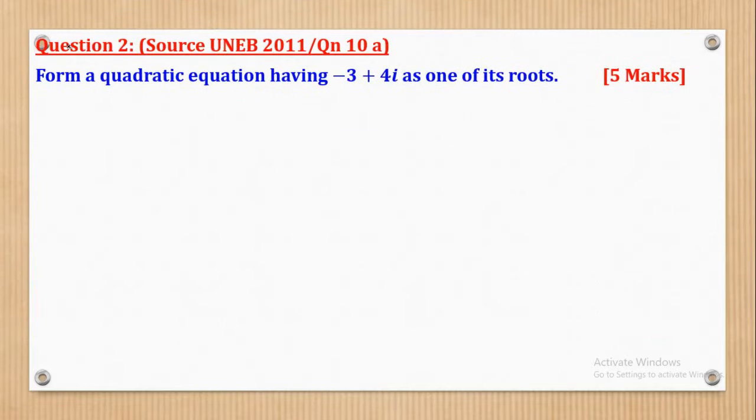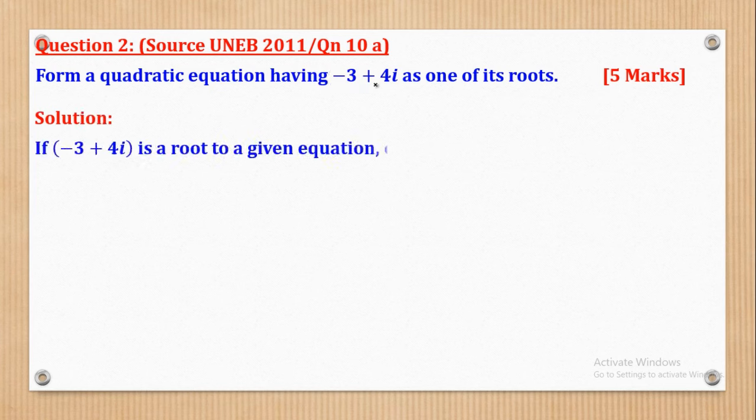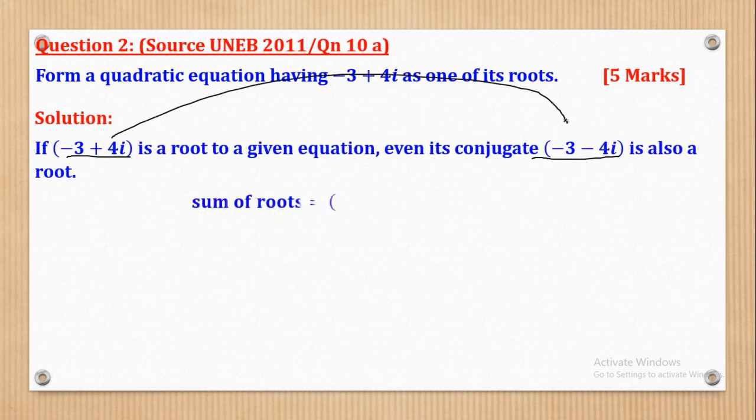Then question 2 came from UNEB 2011 paper 1 question 10a and says form a quadratic equation having this as one of its roots. Now here in question 1 they gave you both roots, the complex number and its conjugate, but now here they're giving you only one root. So you have to remember that if this is a root, then its conjugate must also be a root. So now that we have two roots, we can easily get the equation.